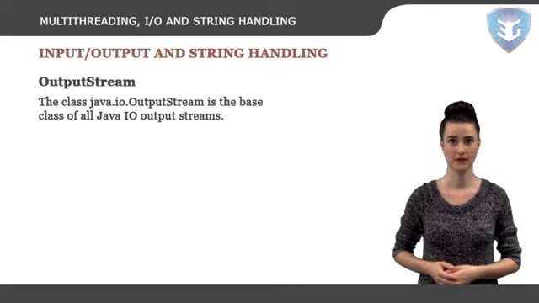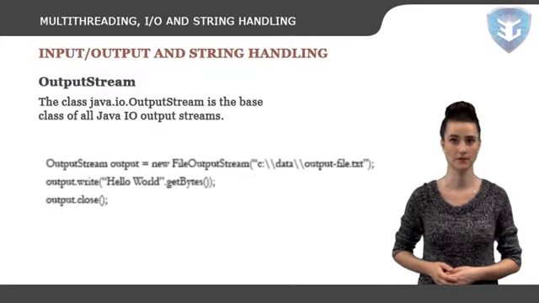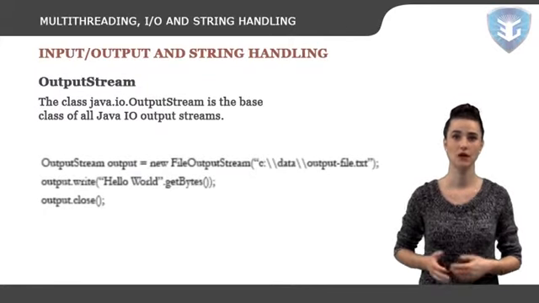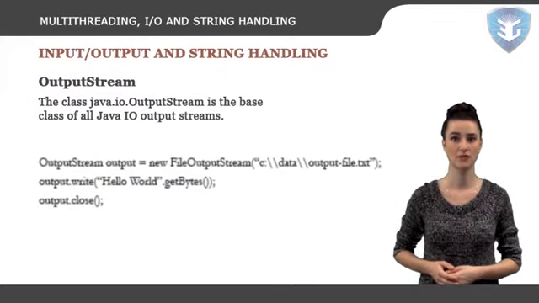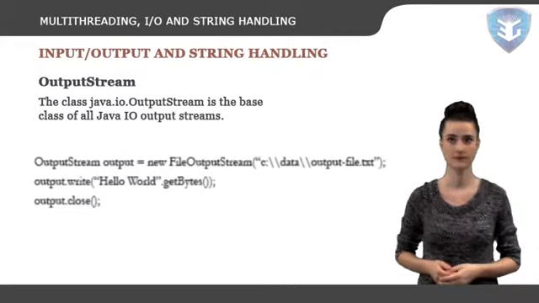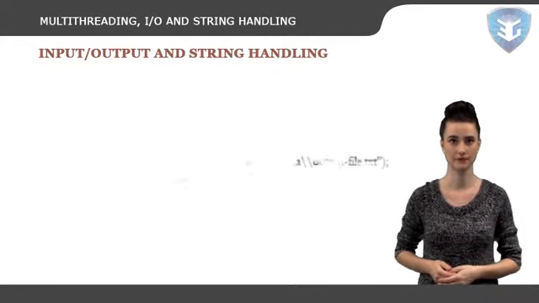Output stream. The class java.io.OutputStream is the base class of all Java I/O output streams. To write a component that needs to write output to a stream, try to make sure that the component depends on an OutputStream and not one of its subclasses. This example here shows how to push some data out to a file.